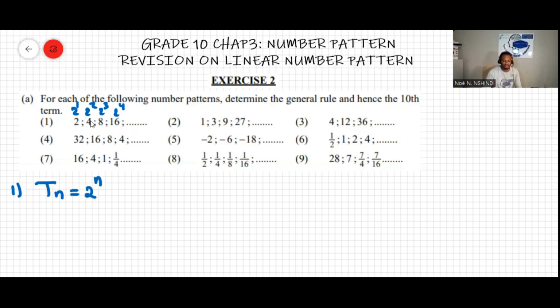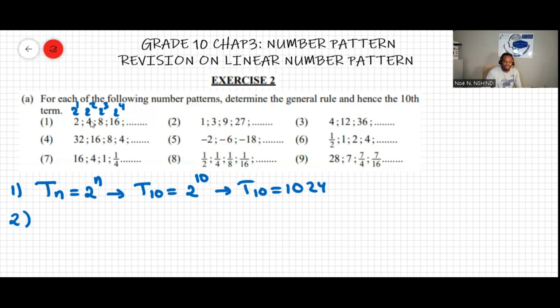And then the 10th term, we're going to substitute n by 10, so that makes 2 to the power of 10, which is 1024.